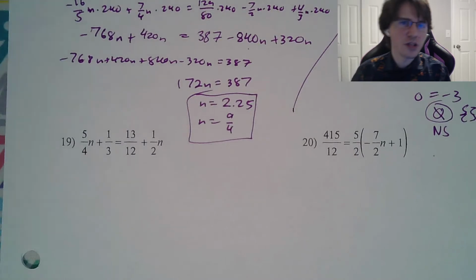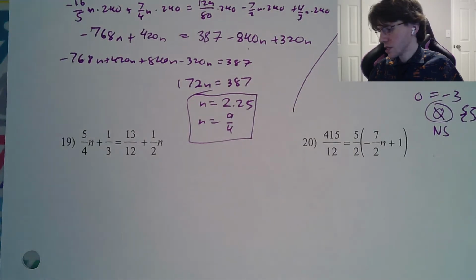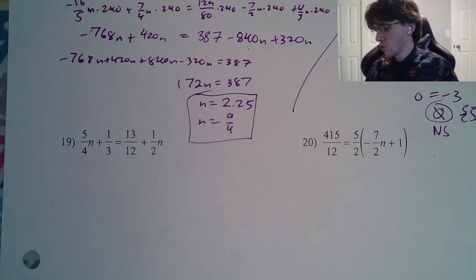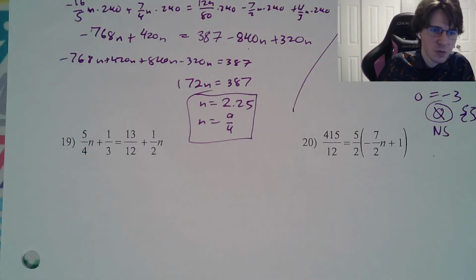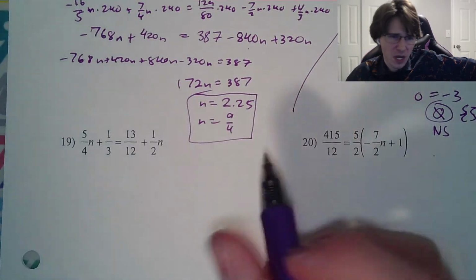Number 19, again, you need to find that LCM. I am not showing the LCM. I've showed it twice already, once on Wolfram Alpha, twice on the calculator. The LCM for this particular problem is 12. We are multiplying by 12.